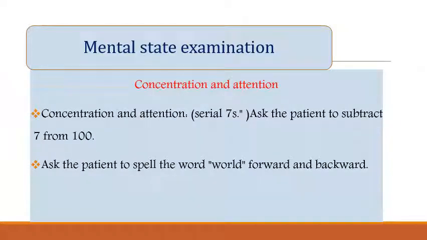Then we assess concentration and attention. Concentration and attention, we can assess with what is called serial 7. I ask the patient to subtract 7 from 100 and then repeat it. 7 from 100 equals 93. So I ask him to subtract 7 from 93 and so on. Or I can ask the patient to spell the word "world" forward and backward.